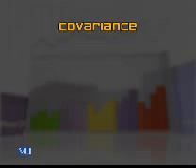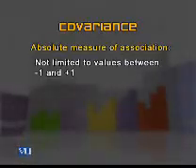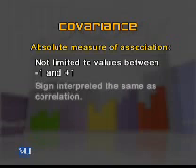Then we need to understand covariance. Covariance is the absolute measure of association. How does this help us build a portfolio? How does correlation or covariance help us build the portfolio and decide what to invest in and what securities to avoid? Now, covariance is not limited to values. And what sort of values are there? Values between -1 and +1, and we can find out what scripts are lying between these -1 and +1 values. This sign is interpreted the same as correlation.